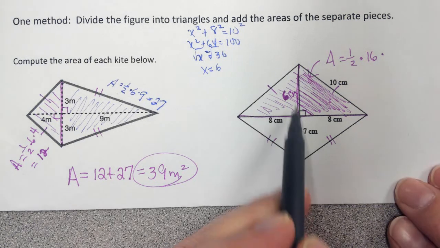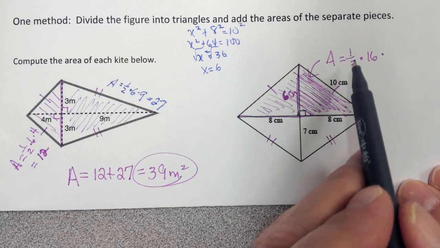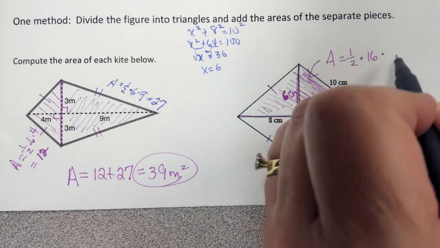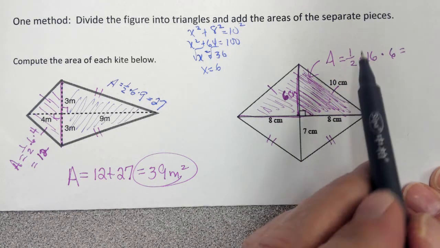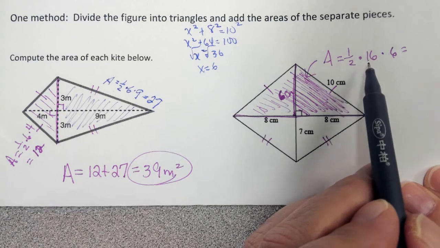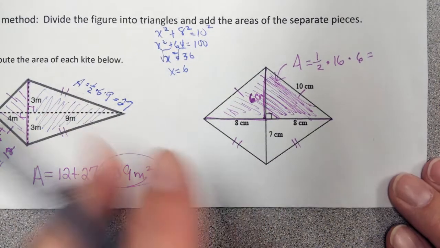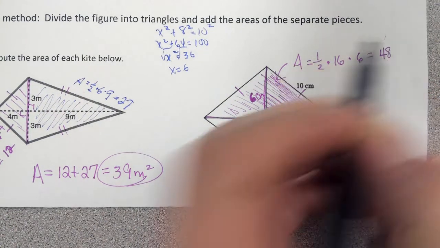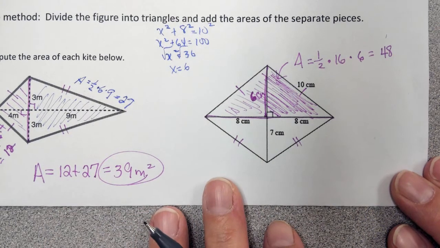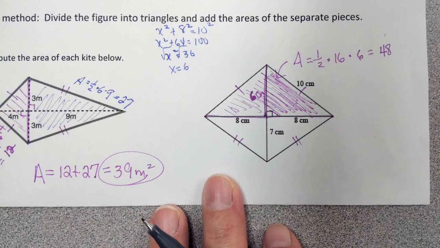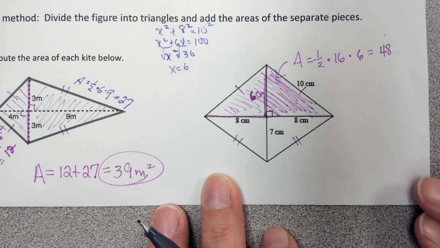Okay, so the height is 6. Let's go back to the formula. So 1/2 times the base of 16 times the height of 6. Half of 16 is 8. 8 times 6 is 48. So the top half has an area of 48. Or the top section. It's not truly half. I keep saying that, but it's not really half.